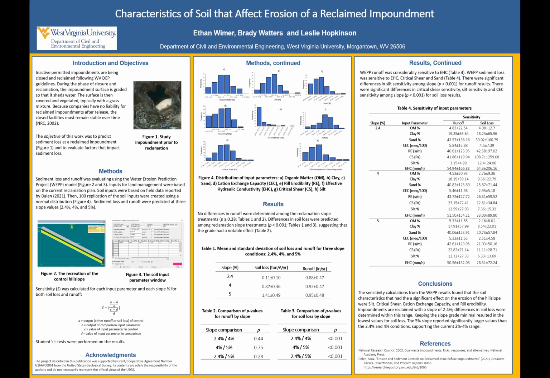Reclamation efforts on closed impoundments involve the addition of vegetation to the topsoil and cutting the hill so that water will disperse safely to the perimeter. Since the companies that made use of the impoundments are no longer liable for maintaining their integrity after they are closed, increasing the longevity of these impoundments is crucial.